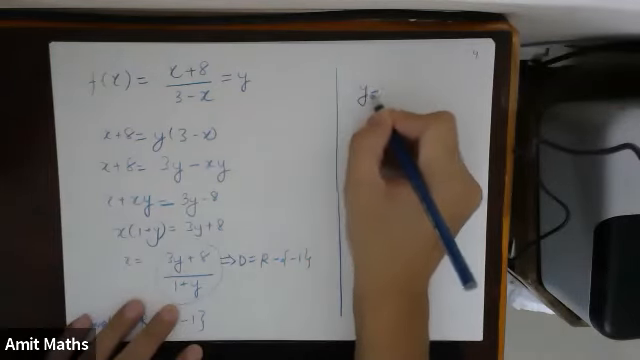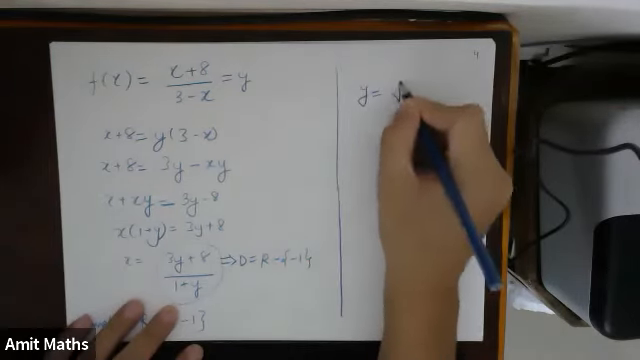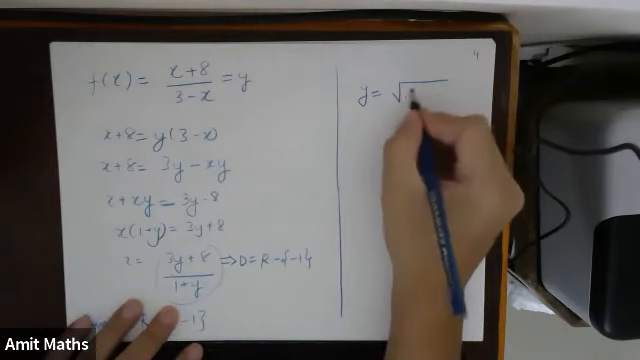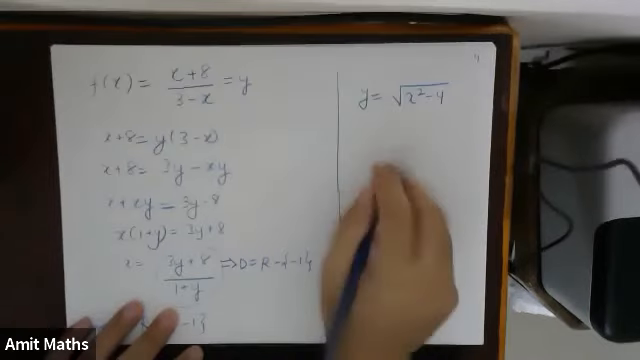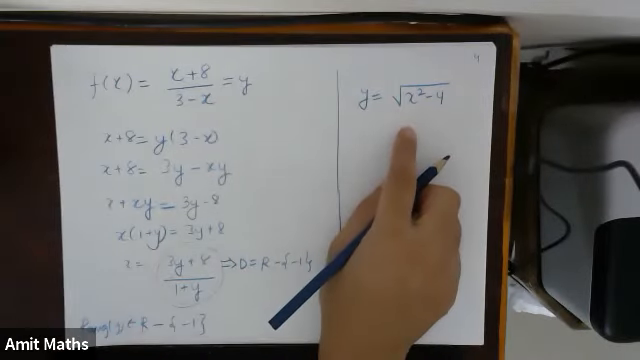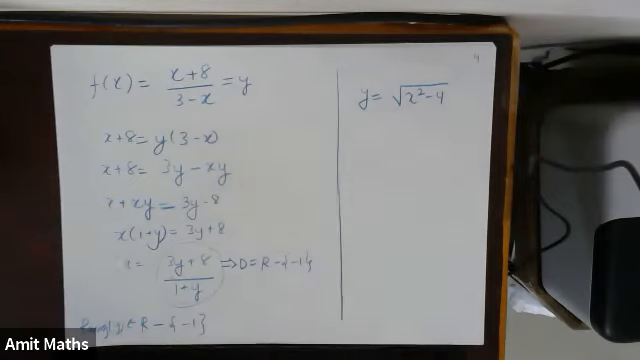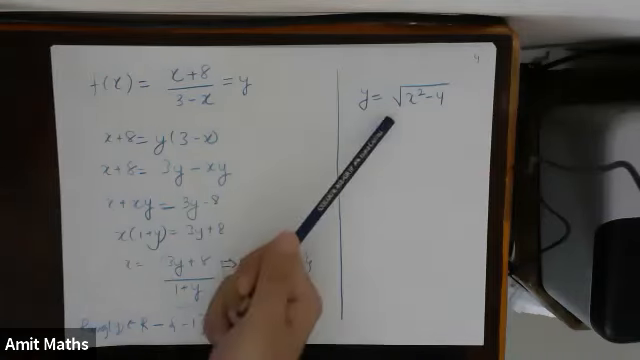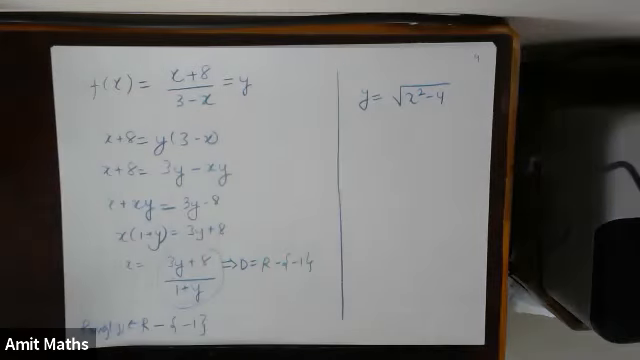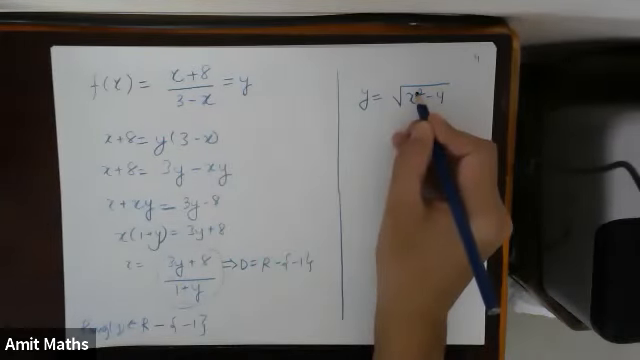y equals under root of x square minus 4. You have to find the range of this function. You have to find the range of y equals under the root of x square minus 4.